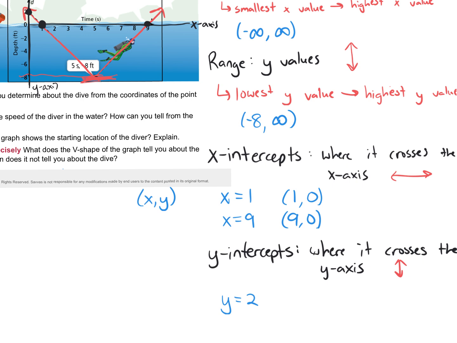How do I write the y-intercept as a coordinate? 0, 2. Good. Do I have any more y-intercepts? No, that's the only place where it crosses.